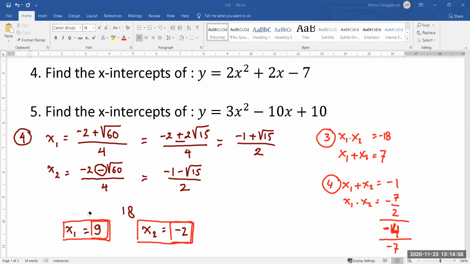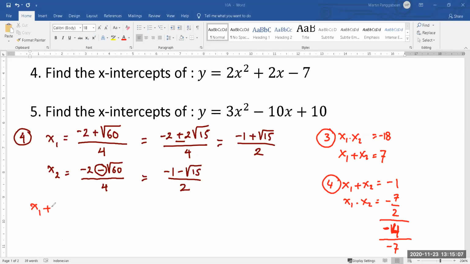Let me just erase it. Number 3. As for number 4, let me just show you how you add this. Okay, if you add x1 plus x2 carefully, it means I add the first one, this one. This is the x1 plus -1 minus square root of 15 over 2, right?